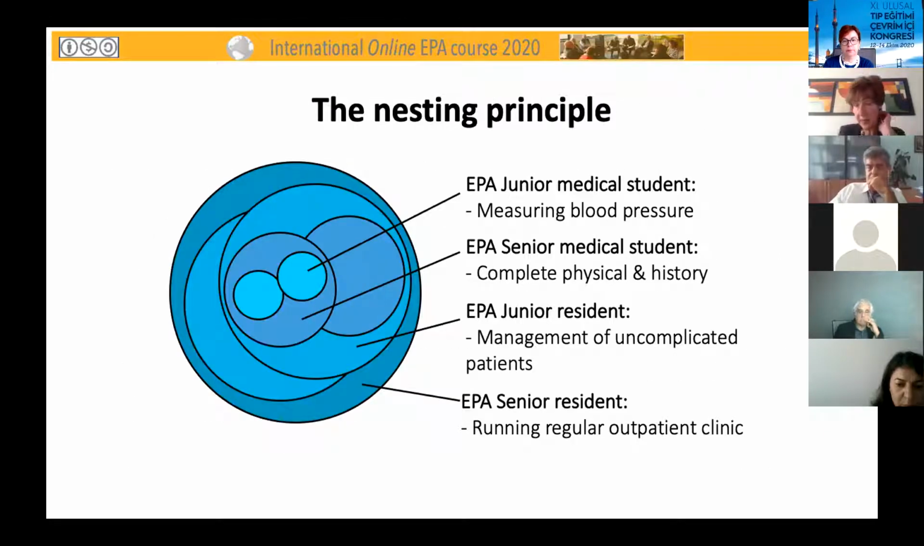And here I show you what I mean with that. If you are a junior medical student, you may have an EPA such as measuring blood pressure. But when you are a senior medical student, then the EPA is a complete physical and history taking, which already includes measuring blood pressure. And an example for the residency training program: if you are a junior resident, the EPA can be management of uncomplicated patients. But for a senior resident, we go to the broader EPA of running a regular outpatient clinic. So in that way, the development and the definition of an EPA has to follow the growth of the development of a trainee during his curriculum or his residency training program.